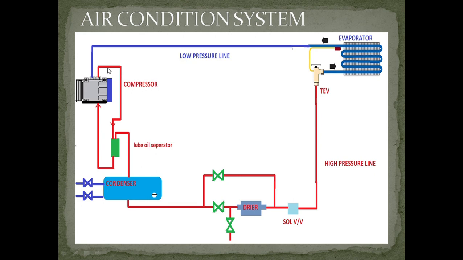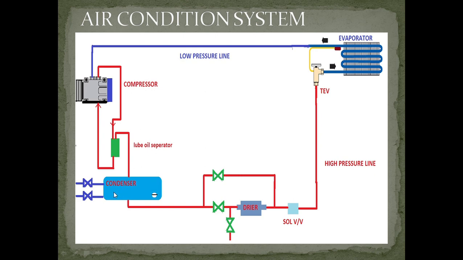This high temperature, high pressure gas flows through the lube oil separator. In the lube oil separator, the lube oil present in the gas is separated. This lube oil is returned back to the compressor, and the outlet gas of the lube oil separator is going through the condenser.